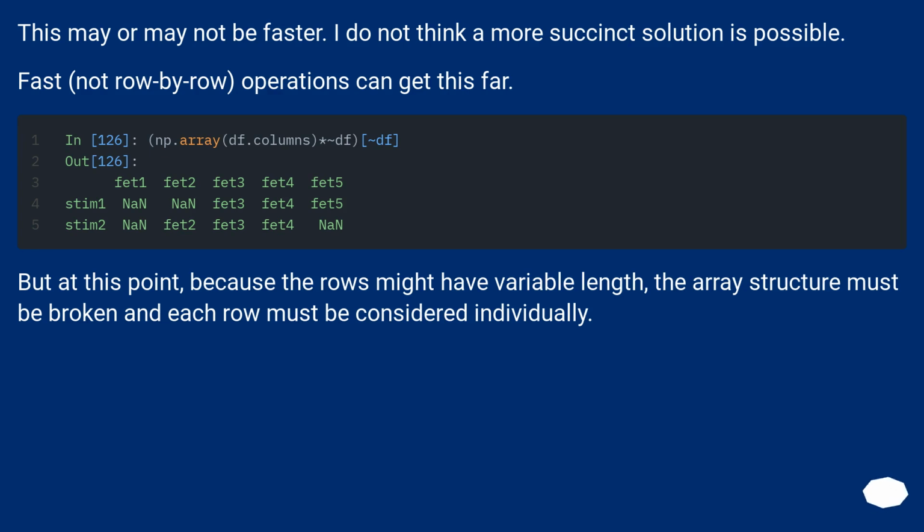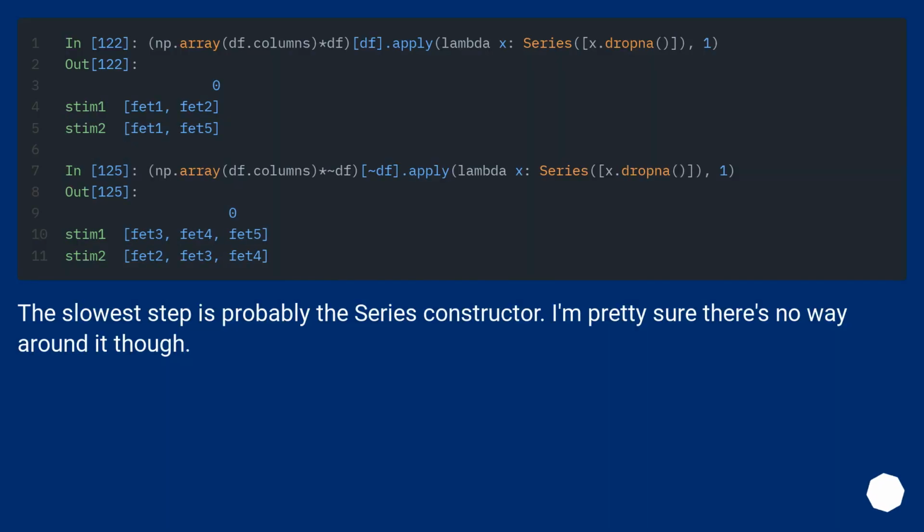But at this point, because the rows might have variable length, the array structure must be broken and each row must be considered individually. The slowest step is probably the series constructor. I'm pretty sure there's no way around it though.